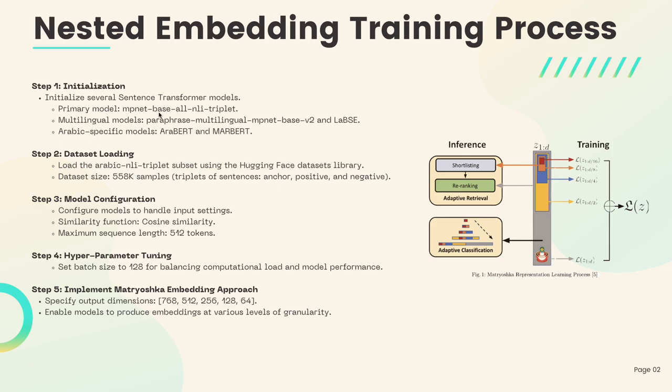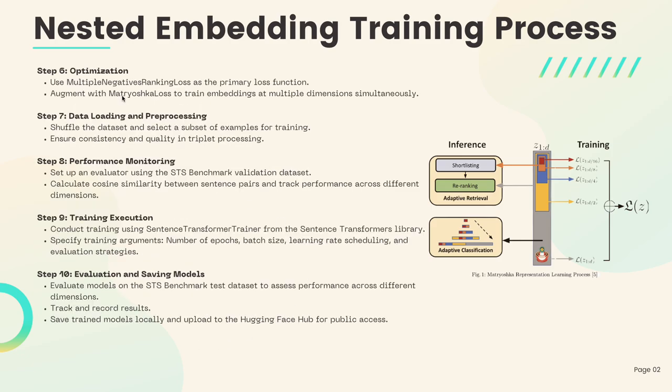We have all this data on Hugging Face, so we load the models and the dataset, and then we do some configuration. The similarity function is cosine similarity, and we have to set the maximum sequence length, along with the batch size, of course. We have chosen these dimensions, so each model can be represented by these output dimensions, enabling the model to produce embeddings at various levels. We also did optimization using a loss function called multiple negative ranking loss, and Matryoshka loss, to train these embeddings on multiple dimensions.